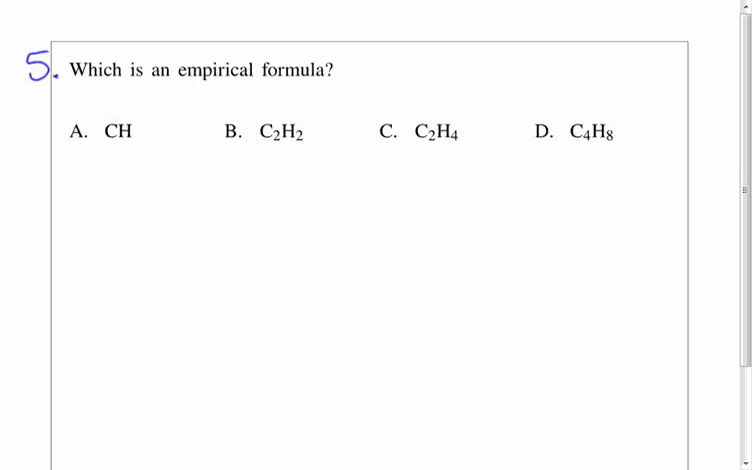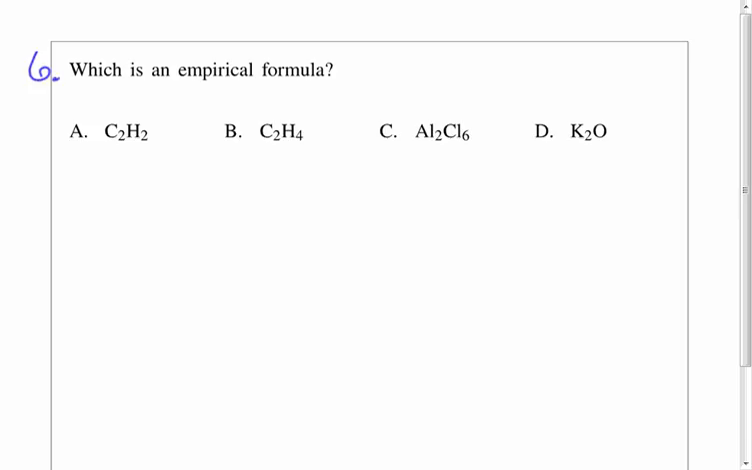For number 5, we want the empirical formula. So again, we want the reduced formula, the one that only the number 1 can divide into the subscripts. So we look at choice B, we could divide both of those by 2. Choice C, we could also divide them by 2. Choice D, we could divide them by 2 or 4. So that means that A is the only one you cannot reduce. That is your empirical formula.